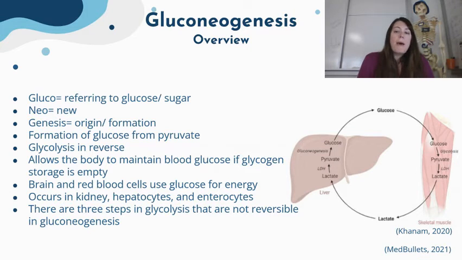So there are some bypass steps and special enzymes, including pyruvate carboxylase, the PEP carboxykinase, fructose 1,6-bisphosphatase, glucose 6-phosphatase, which is G6P, and lactate dehydrogenase. We'll talk about these irreversible steps and special enzymes in the next slide.